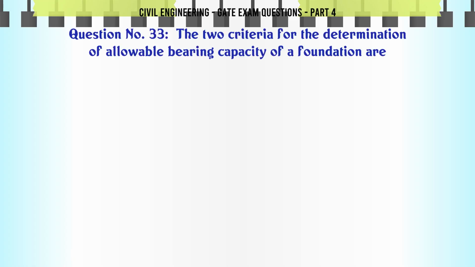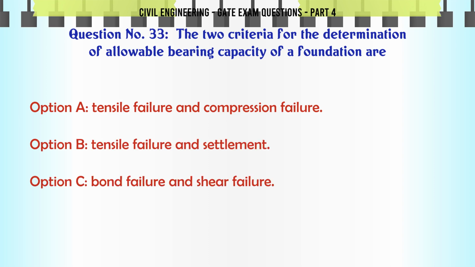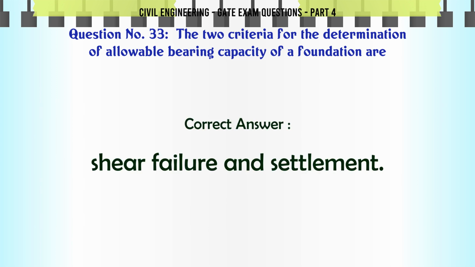The two criteria for the determination of allowable bearing capacity of a foundation are: A. tensile failure and compression failure, B. tensile failure and settlement, C. bond failure and shear failure, D. shear failure and settlement. The correct answer is shear failure and settlement.